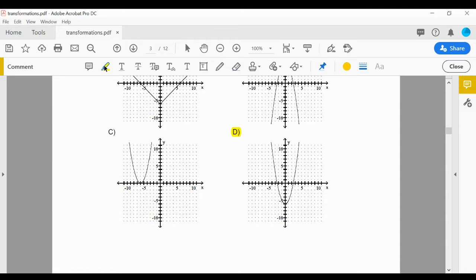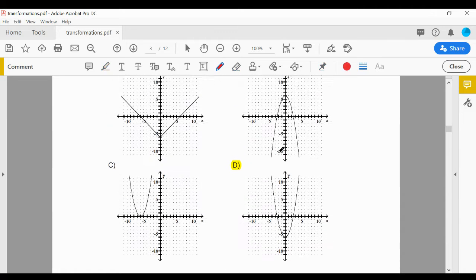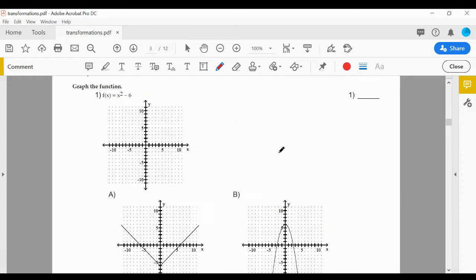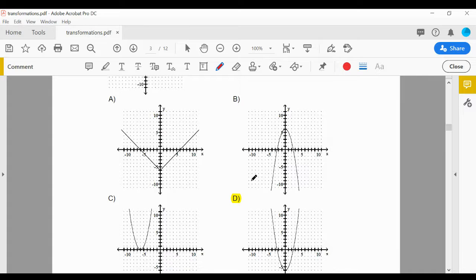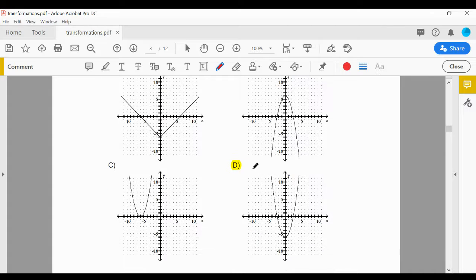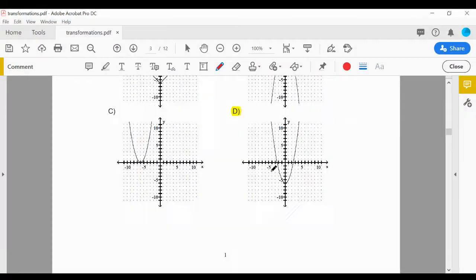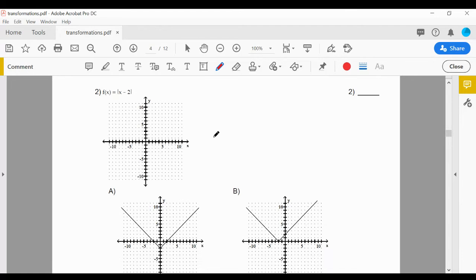But the idea is you've got a calculator. All you would have to do is put this into your calculator, y equals, and then hit graph and then match up the graph that's on your calculator with letter D. So you don't really have to know transformations. And I'm kind of wondering why I even assigned this, but these would be real easy questions for you to answer because you've got your calculator.